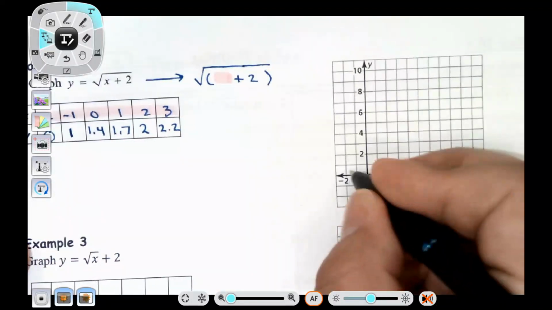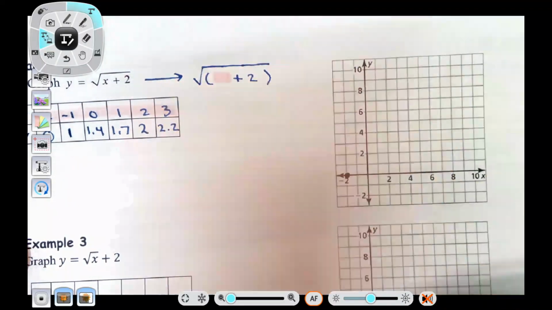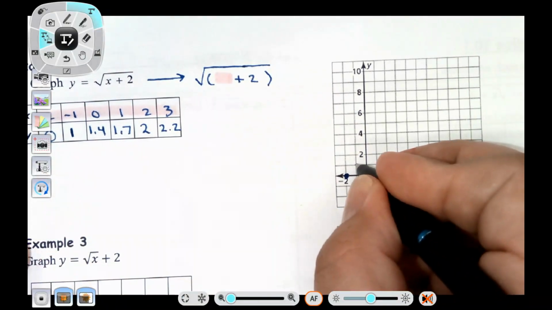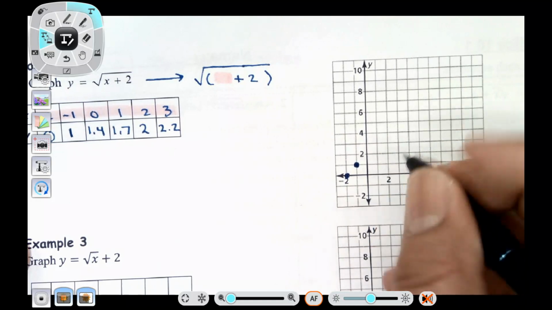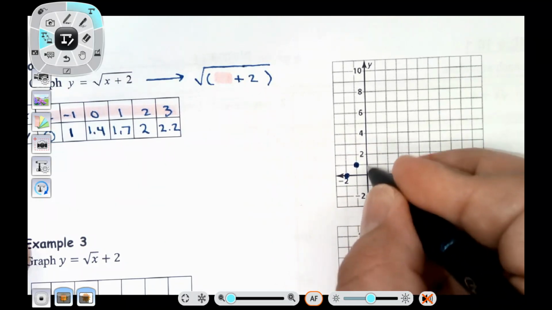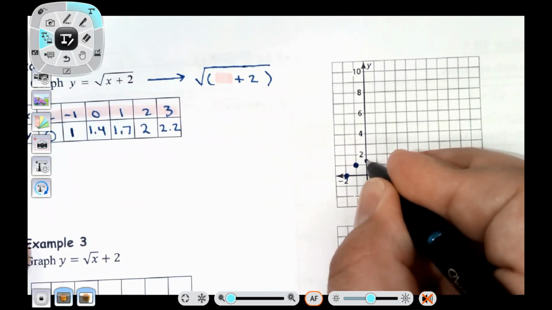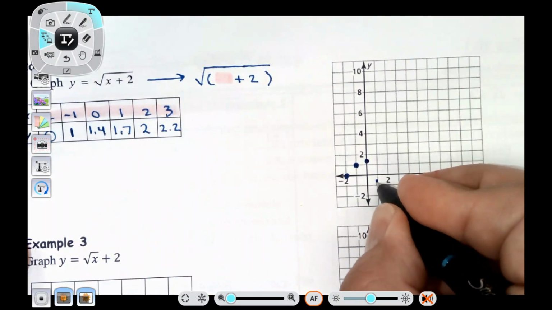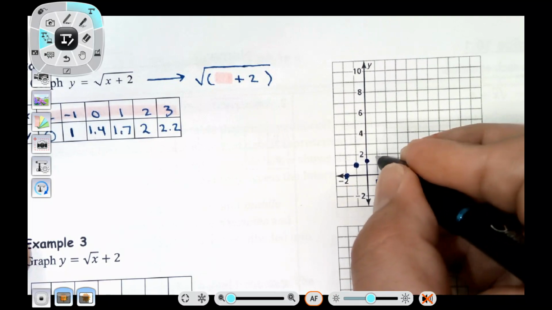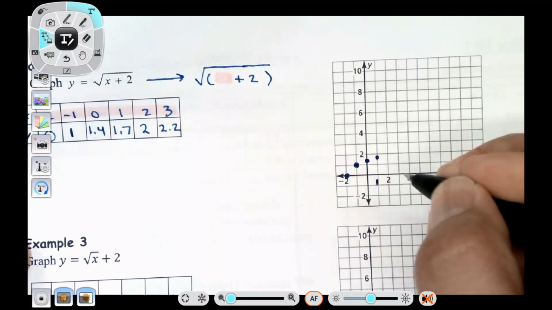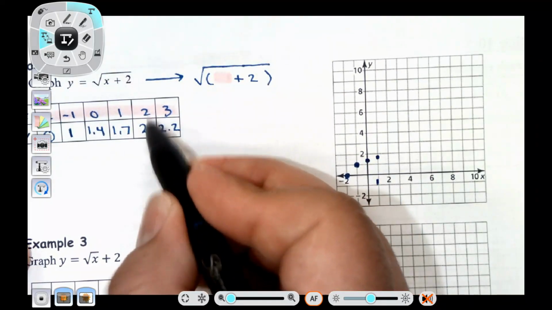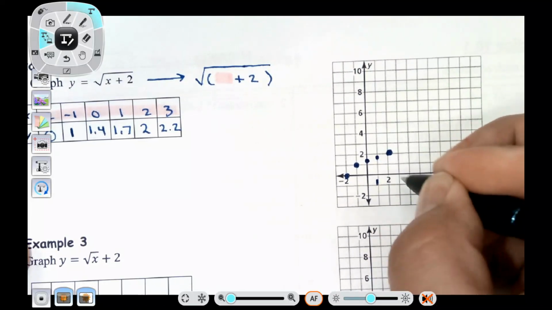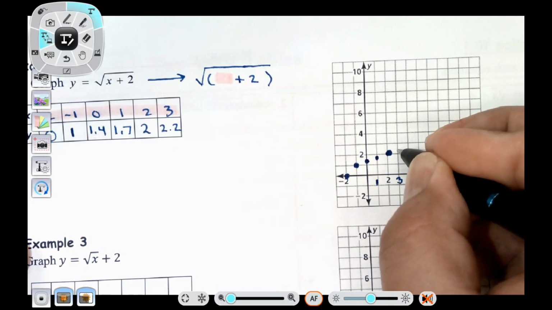Negative 2, 0. So look, it looks like they shifted the graph over. Negative 1, up 1. Negative 1, up 1. 0, 1.4 means just over the 1. 1, there's the 1. And then up 1.7, so just under the 2. Then we've got the 2.2. That one works nicely. 2, there it is. And then the other one is 3, and then just over the 2.